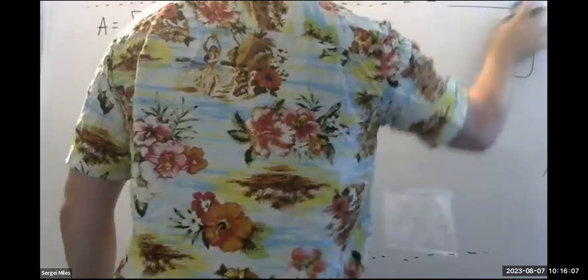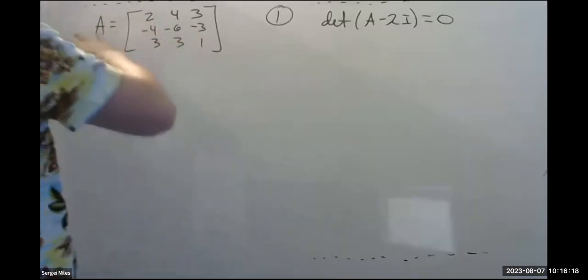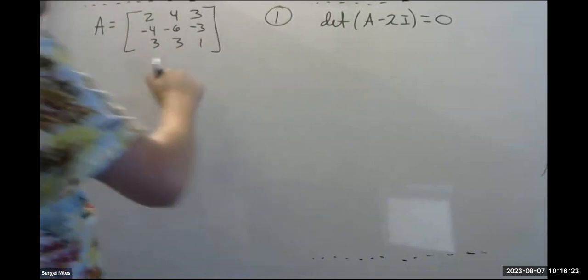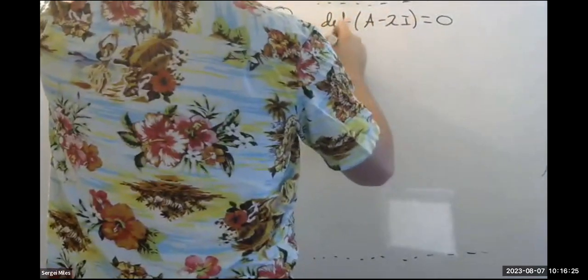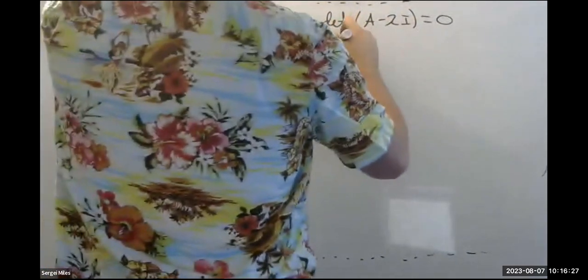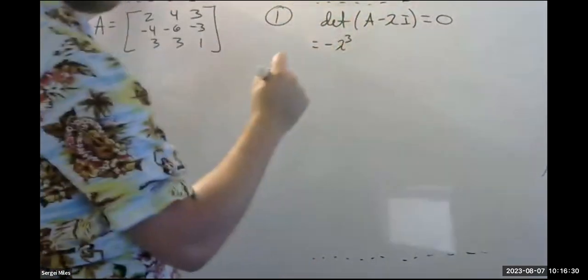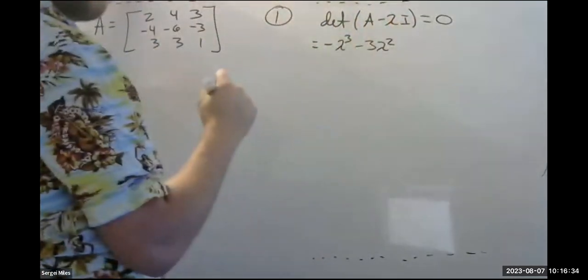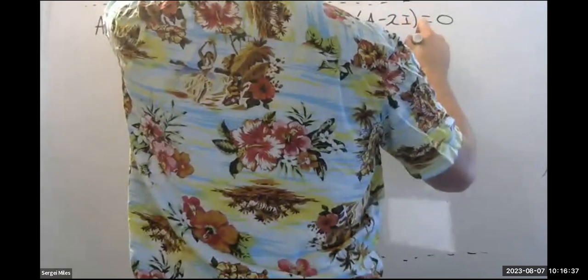We need to solve the characteristic equation, right? Set this determinant equal to 0. Now, for the sake of time, we're just going to go through this quickly. If you take A minus lambda I and then take its determinant, careful with the 3 by 3 matrix, it does get a little bit messy. This is going to equal negative lambda cubed minus 3 lambda squared plus 4. We want to set this equal to 0.